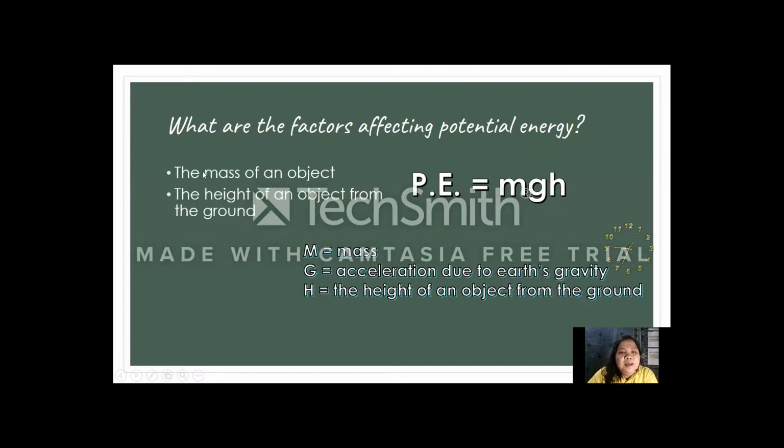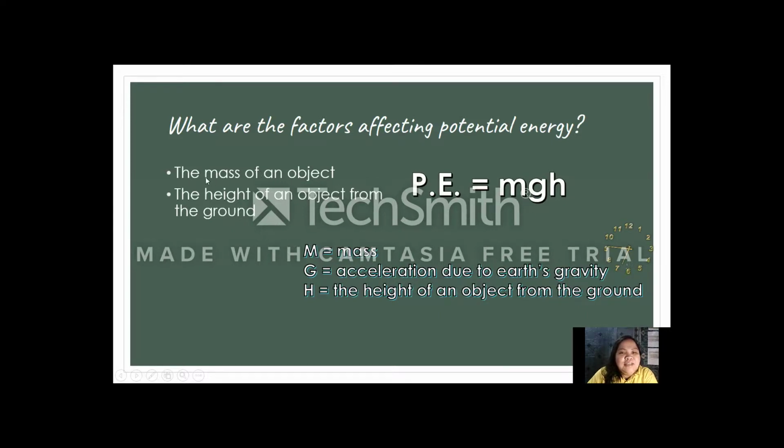So as I said earlier, these are the following factors that would affect potential energy. As you can see, g is a constant. That's why it would not affect potential energy unless we transfer to a different planet. Okay, so that would change. But we're staying here on Earth, so this is a constant.